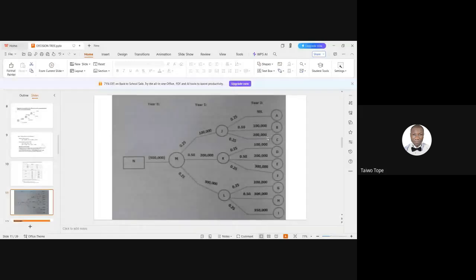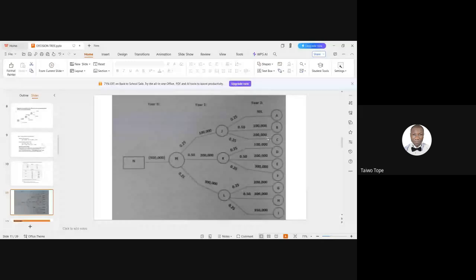So one thing with the diagram, with decision tree, is that you must learn how to label it for easy understanding. You might not label it A, B, C, D. You might label it 1, 2, 3, 4, 5, 6. Yes, just for easy identification of your chance node, decision points, and various points on the graph.